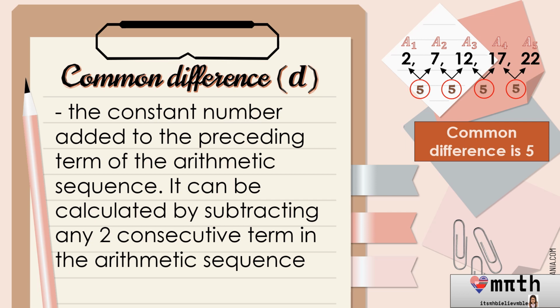And since we have a common difference which is 5, we can say that the sequence 2, 7, 12, 17, and 22 is an arithmetic sequence. Okay?